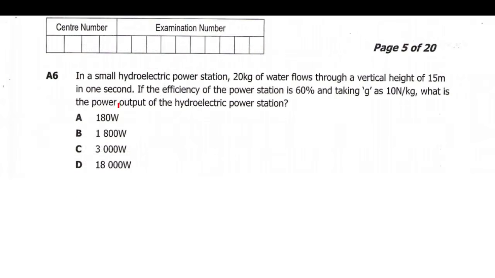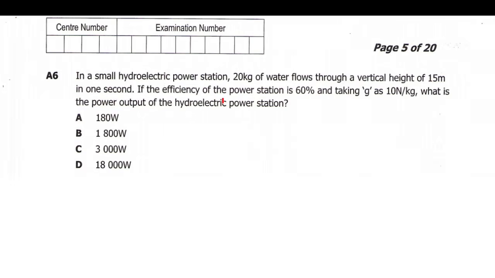6 reads, in a small hydroelectric power station, 20 kg of water flows through a vertical height of 15 meters in 1 second.